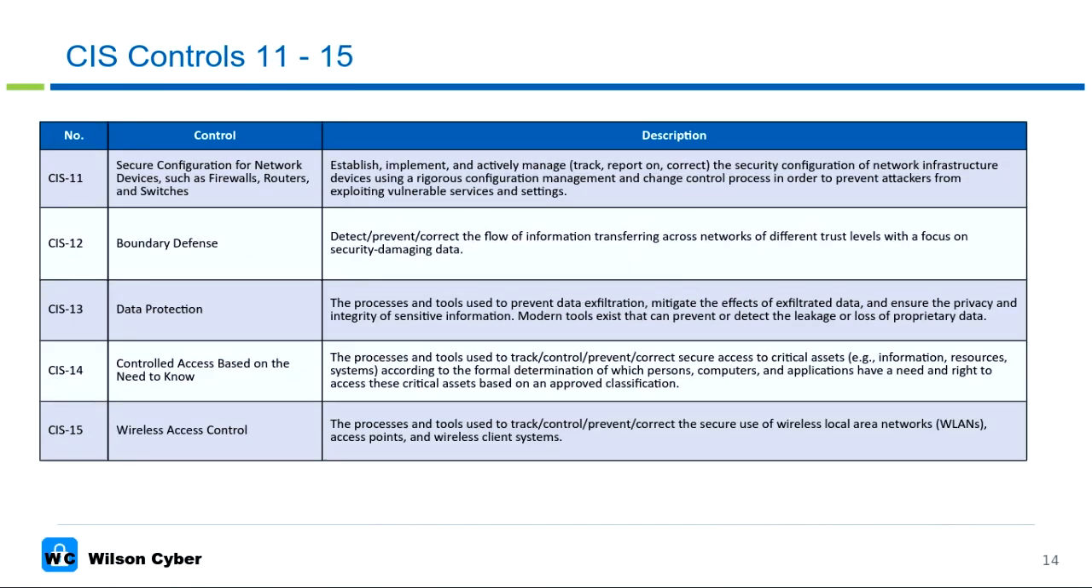Control 11 is secure configuration for network devices, including firewalls, routers, and switches. Establish, implement, actively manage, track, report on, correct the security configuration of network infrastructure devices using a rigorous configuration management and change control process in order to prevent attackers from exploiting vulnerable services and settings. Control number 12 is boundary defense. Detect, prevent, correct the flow of information transferring across networks of different trust levels with a focus on security damaging data.